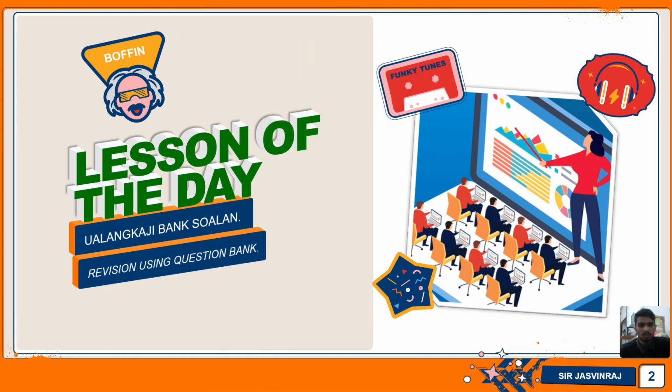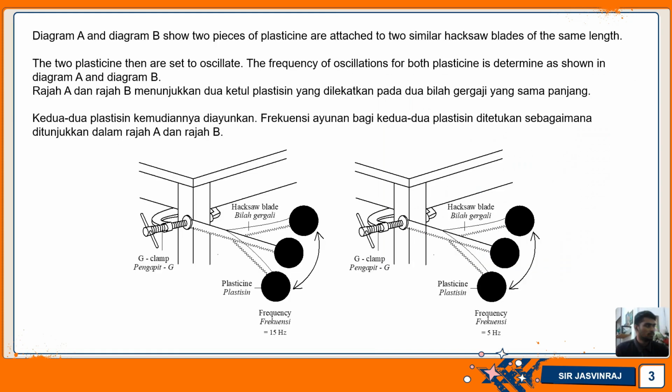Today we will have a look at the question bank for physics that Sir Jaswin has prepared for you. Here they have given us two diagrams, diagram A and diagram B, that show two pieces of plasticine attached to a similar hacksaw blade at the same length. The two plasticine pieces are then set to oscillate. Oscillate means they are moving back and forth in the same position. The frequency of oscillation for both plasticine is determined as shown.